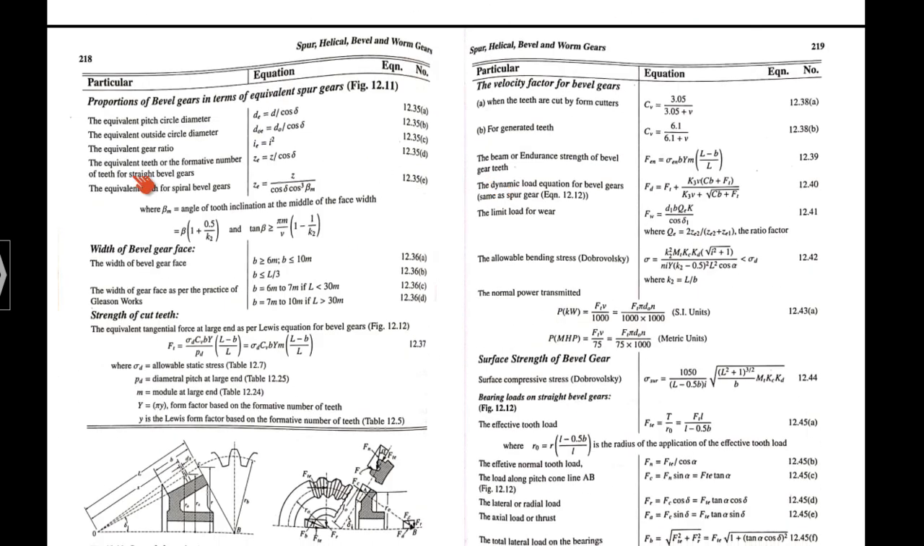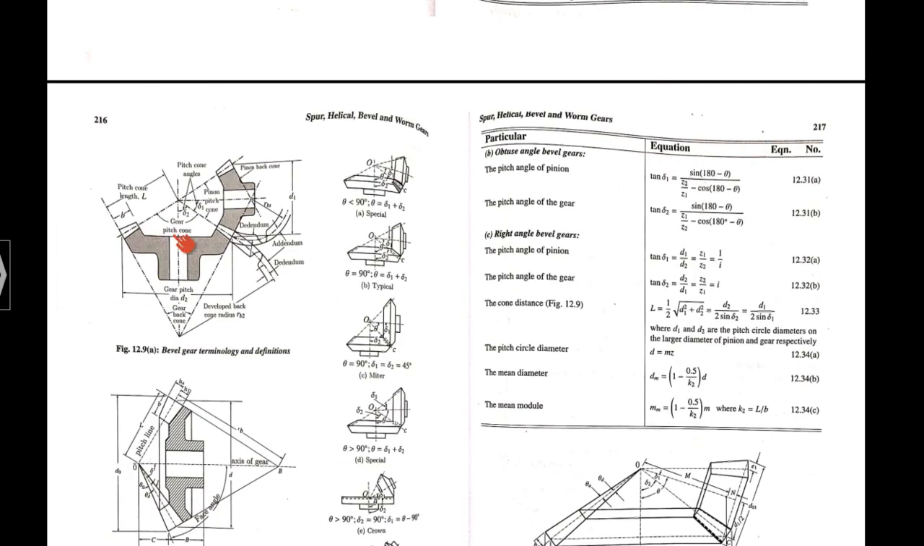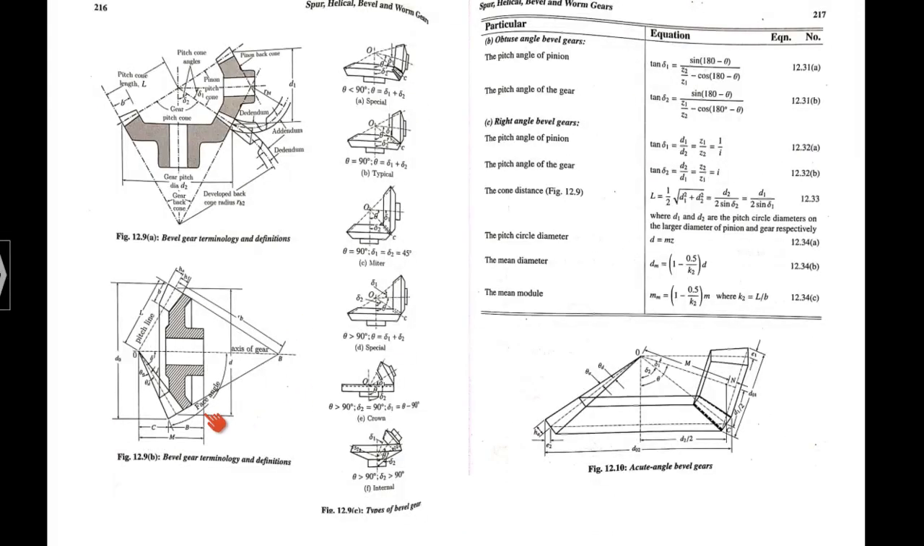Okay. Now, if you look here, you can see the equations for the equivalent number of teeth, Z divided by cos delta. So, delta is nothing but the pitch cone angle that we have already discussed, half pitch cone angle, or half cone angle, semi cone angle, like that. So, we have to calculate delta 1 and delta 2. Delta 1 indicates the semi cone angle for the pinion, and delta 2 indicates the semi cone angle for the gear. And all the data, what is the face angle, all those things are given here.